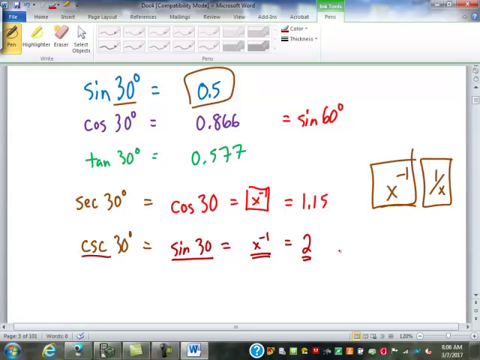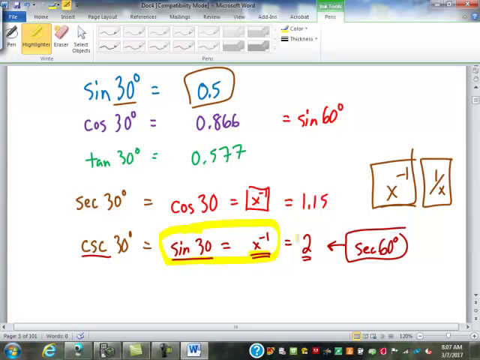Now the cosecant of 30, by the way, is going to be the same as the secant of 60, because cosecant means the secant of the complement. There's a lot of relationships here. It's going to take a while to get used to them. Cosecant is a reciprocal sine. For now, the big part is to know that to find the cosecant, you find the sine and you hit that x negative 1 key, the reciprocal key.